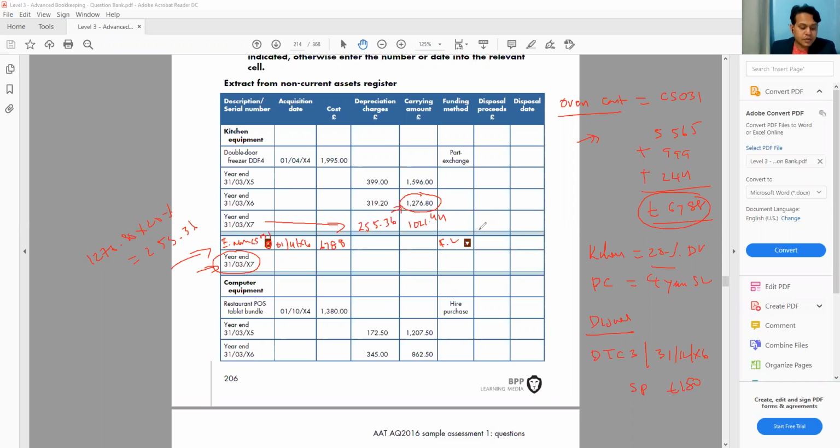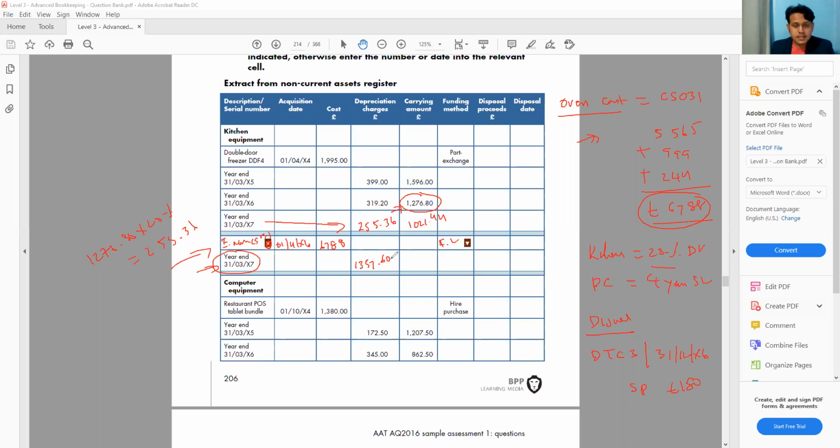Now for the year end, I have to do the depreciation, and for the kitchen, we know it's 20% on reducing balance value. The cost is 6788. So on 6788, it will be 6788 times 20%. That will give you the depreciation. So obviously, the depreciation we need to report here. So how much is the depreciation? 1357.60.